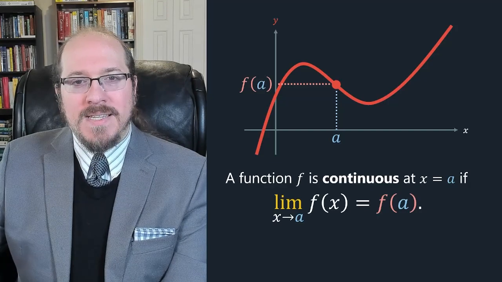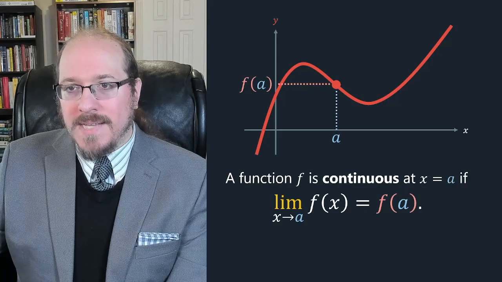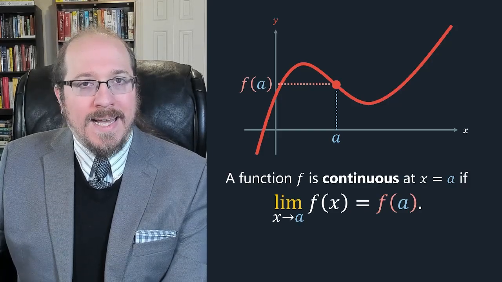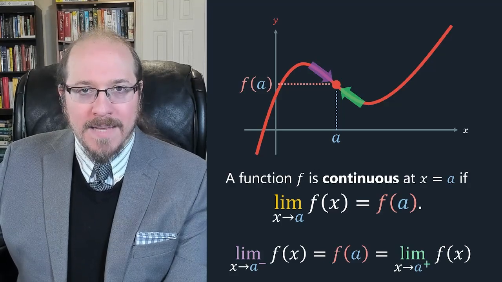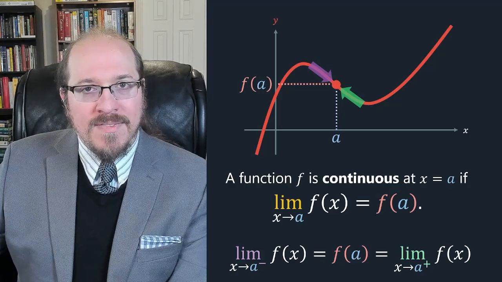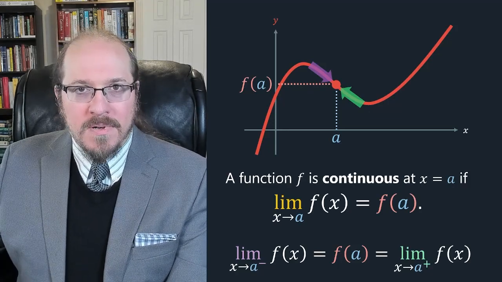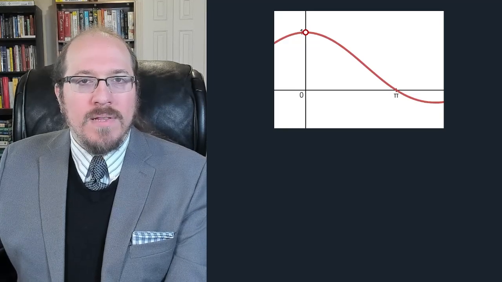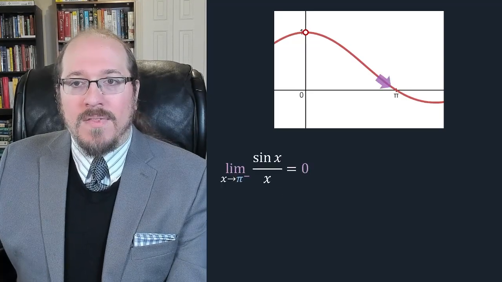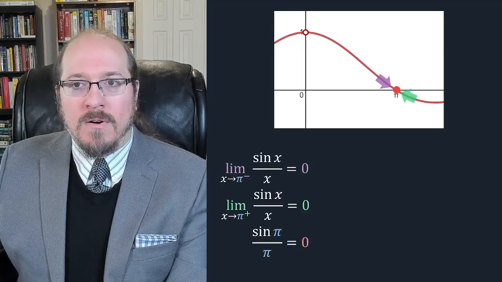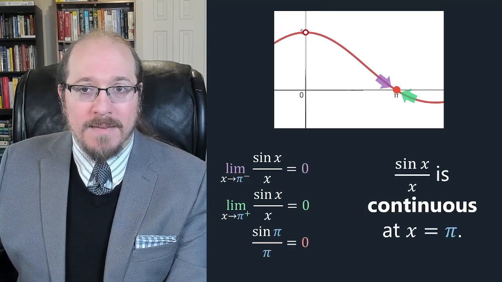We say that f is continuous at a point x equals a if the limit as x approaches a equals the value of the function at x equals a. That means that the left-hand limit, the right-hand limit, and the function value all have to exist, and they all have to match. So for example, if we look at sine x over x at x equals pi, then the left-hand limit, the right-hand limit, and the function value are all 0. So that means the function is continuous at x equals pi.